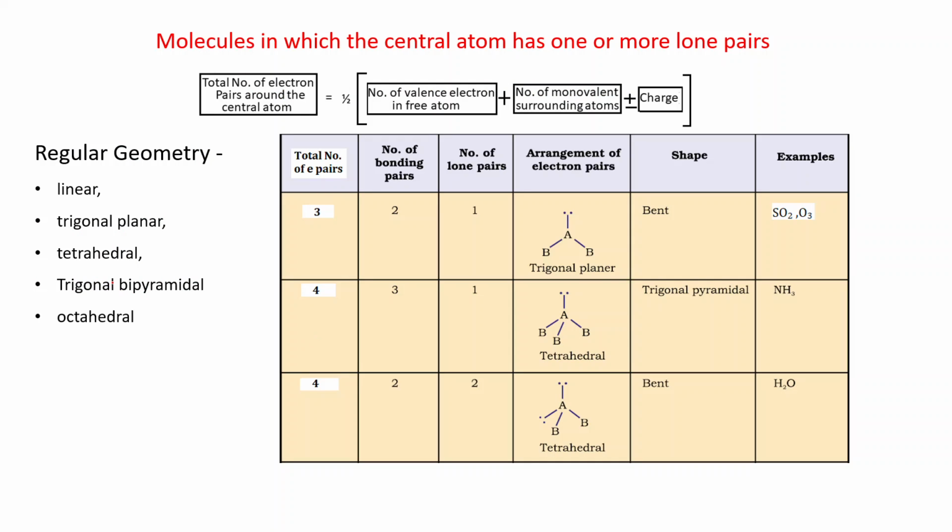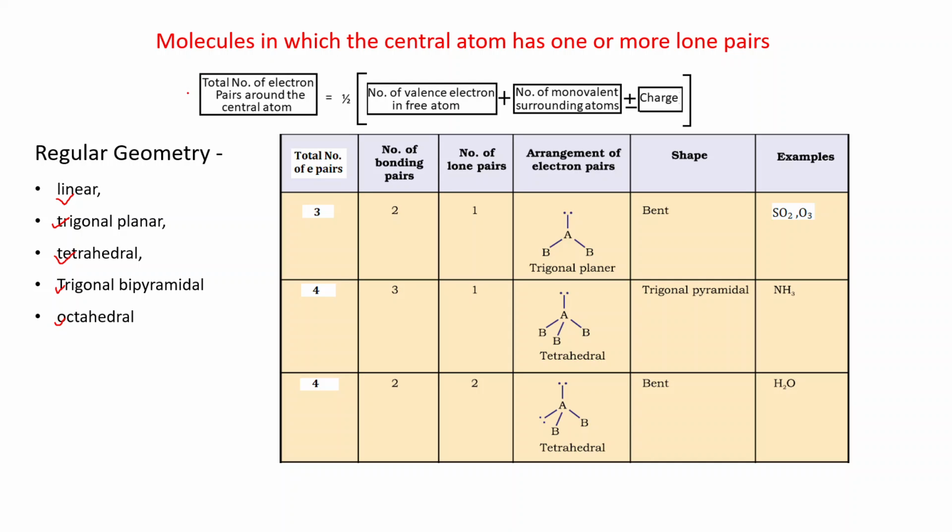In the previous video we discussed that if all electron pairs are bonded, then the molecule has regular geometry, and these are the regular geometries: linear, trigonal planar, tetrahedral, trigonal bipyramidal, and octahedral. And we have also discussed how we can find out the total number of electron pairs around the central atom.